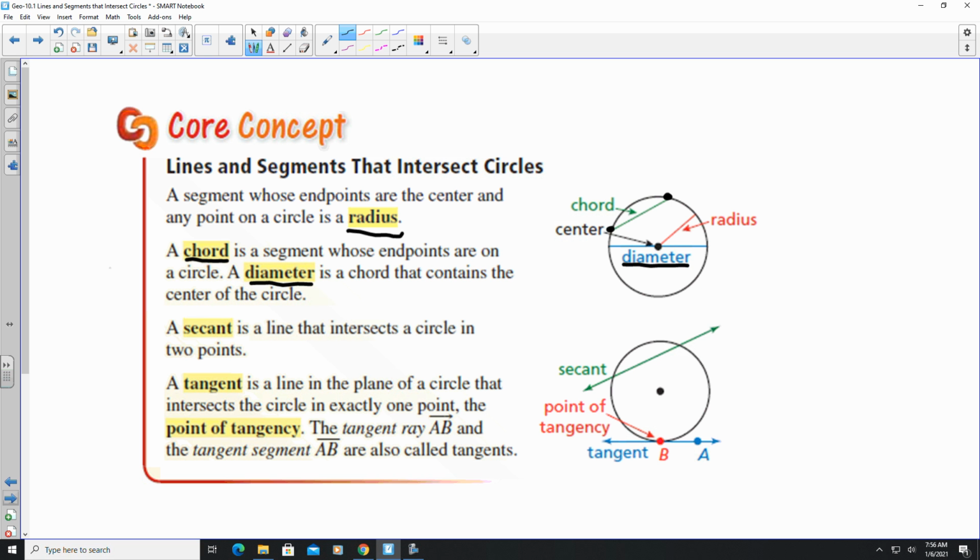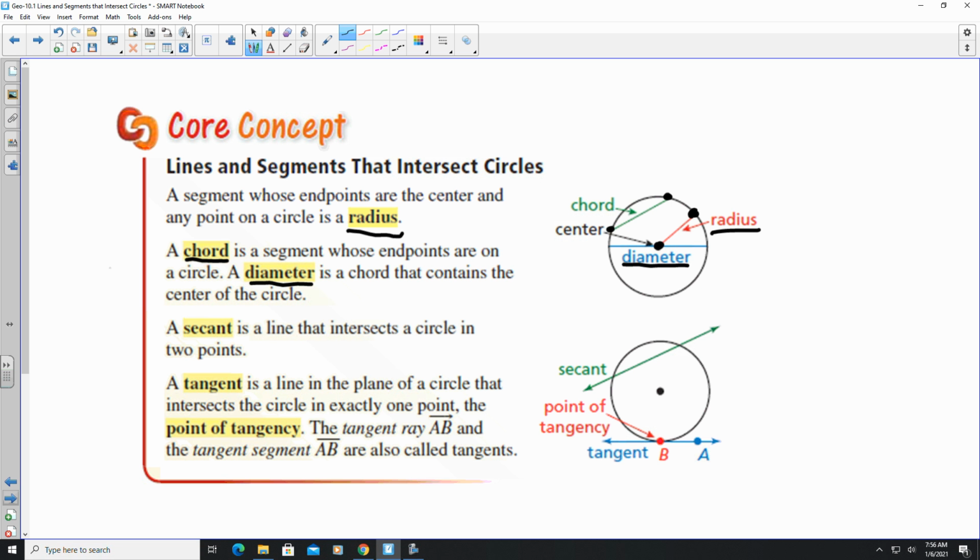A radius is a line segment that goes from the center to some point on the circle. If you're not aware, the radius is half the length of the diameter.